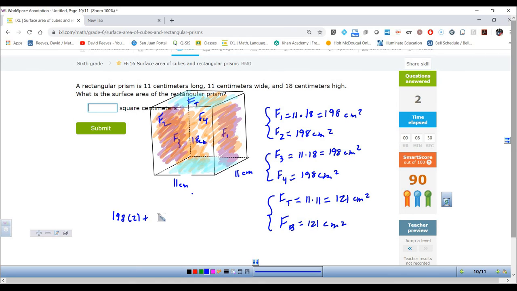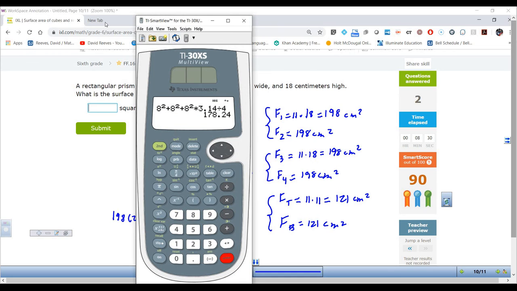So when I go to find the area of this rectangular prism, I'm going to have 198 times 2 because there's 2 of those faces, right? And then I'm going to have 198 times 2 again. And if you're thinking, couldn't you have just done 198 times 4? Absolutely, I could have. And then I have 121 times 2. And when I put all of those together, that's going to give me the total surface area.